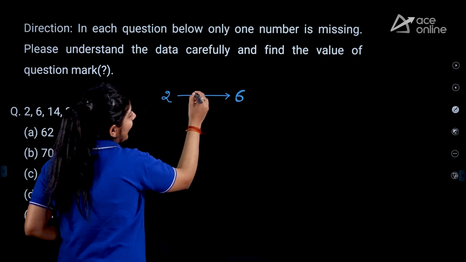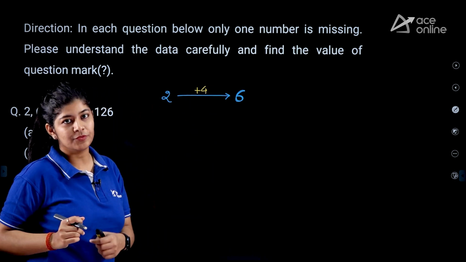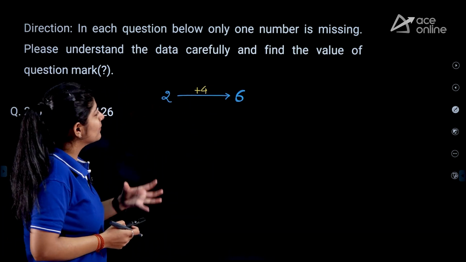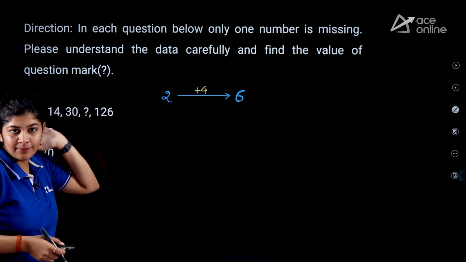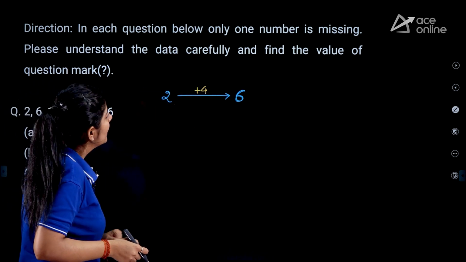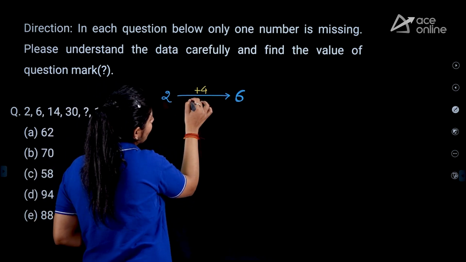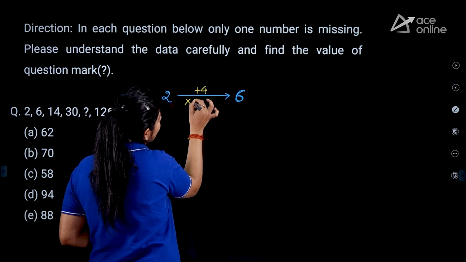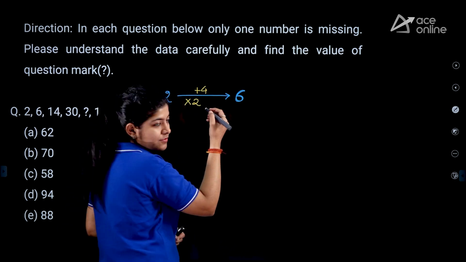If I add plus 4 in that, I can simply convert it into 6. But I know that I am not able to follow a similar pattern with the other numbers that I am having. Okay. Is there some other way? The simplest way that I can follow is if I multiply my 2 by 2, that is equal to 4.